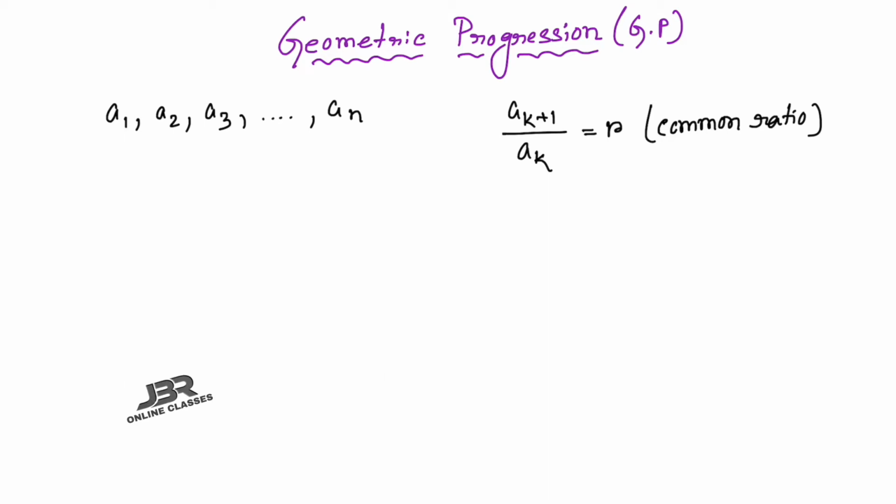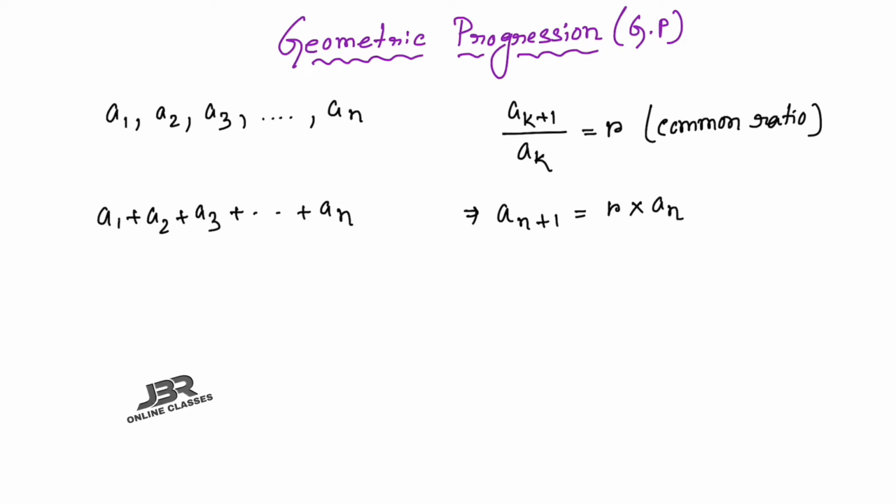So that means you can also write this as, suppose n, a(n+1) equals r into an. Or for n number of terms, it will be a(n+1) equals r into an. So if the sequence a1, a2, a3 up to an is in GP, then the series a1 plus a2 plus a3 plus up to an is called a geometric series.